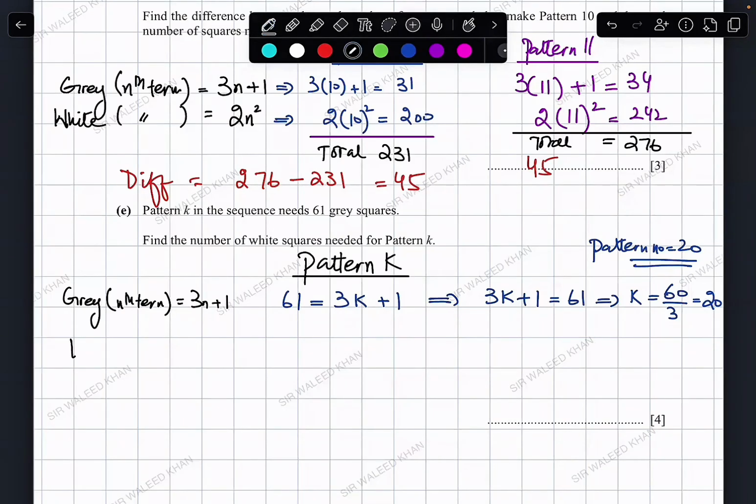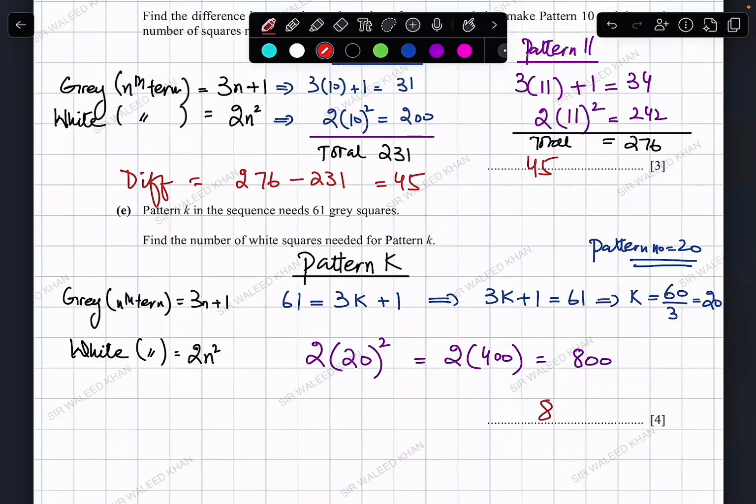For the white ones, we have the nth term, which is 2n squared. So how many white squares will be needed? 2 times 20 squared. So we have 400, 2 times 400, and this will be 800.